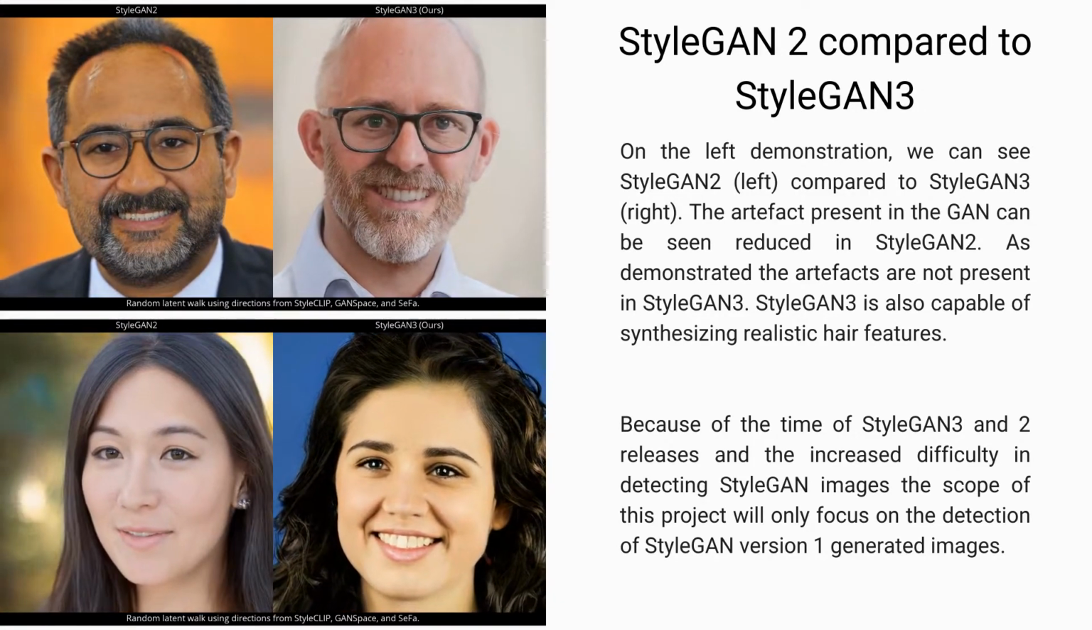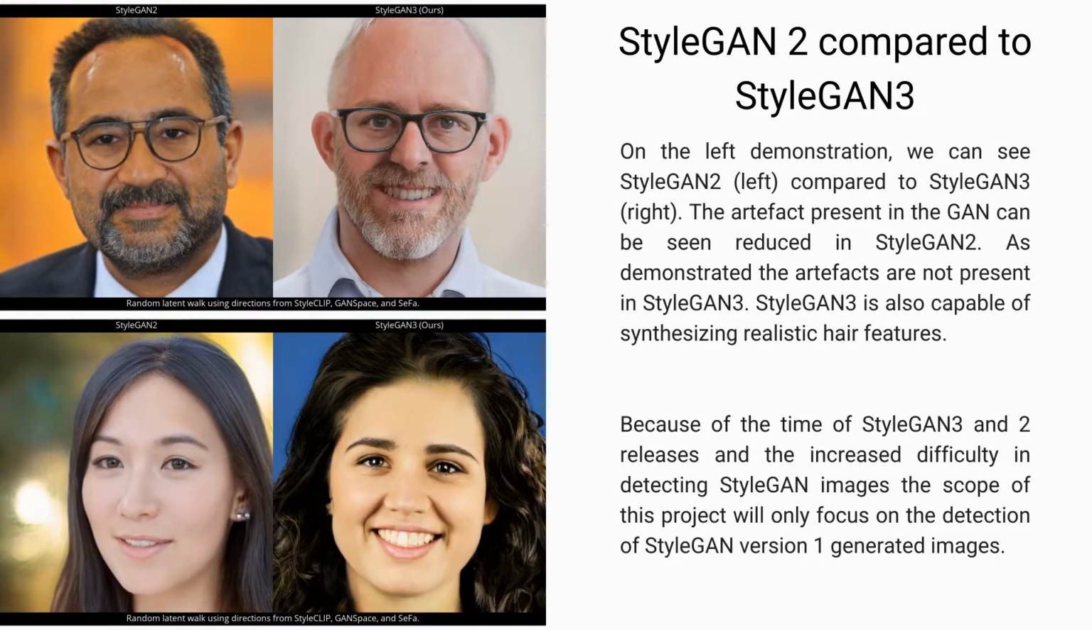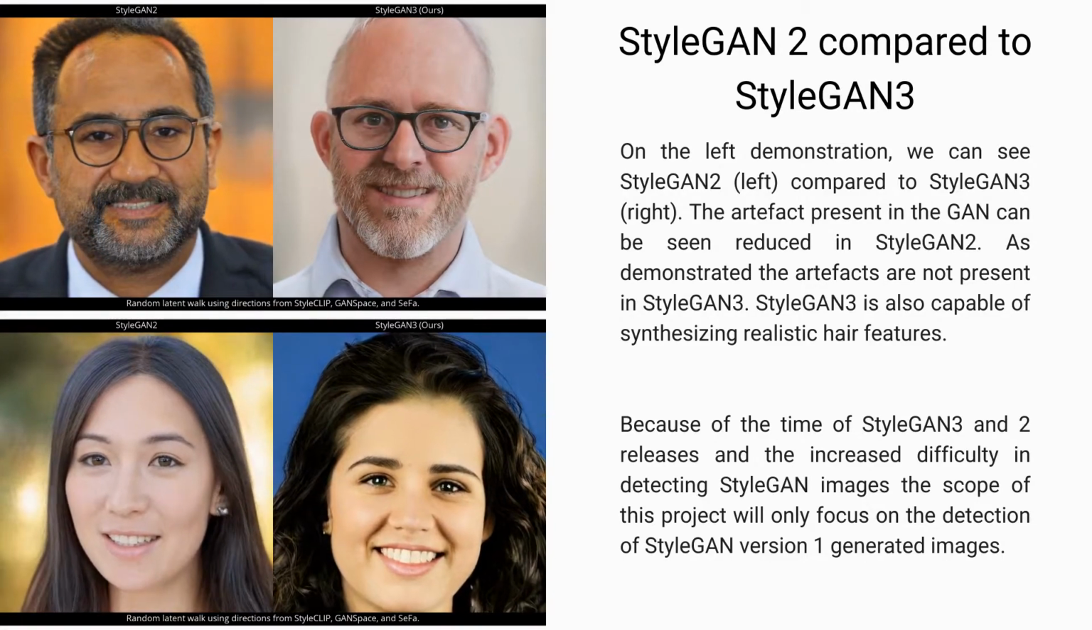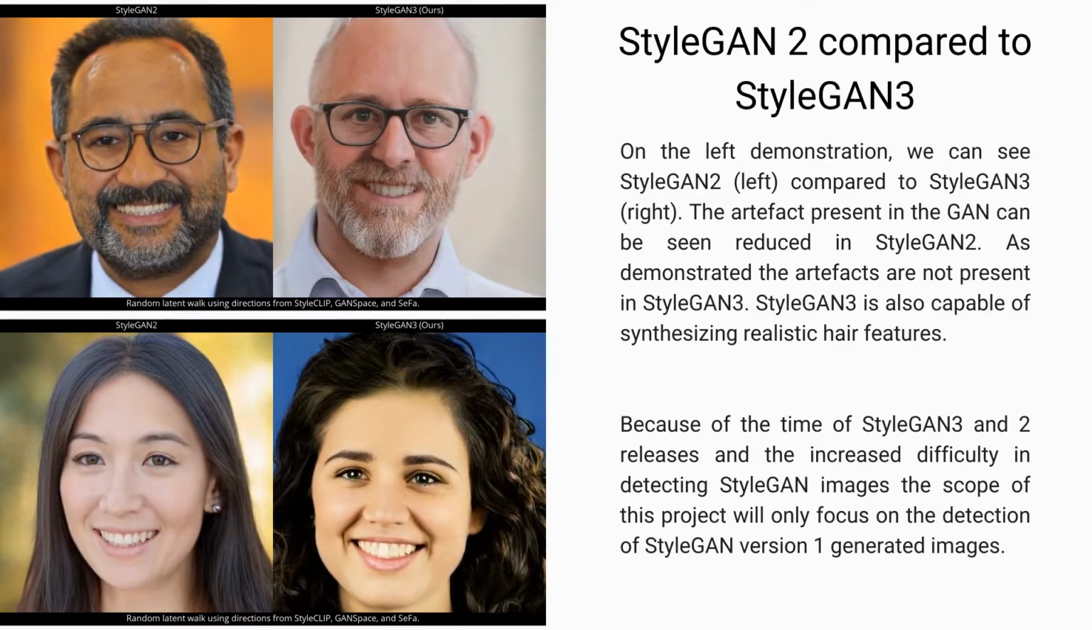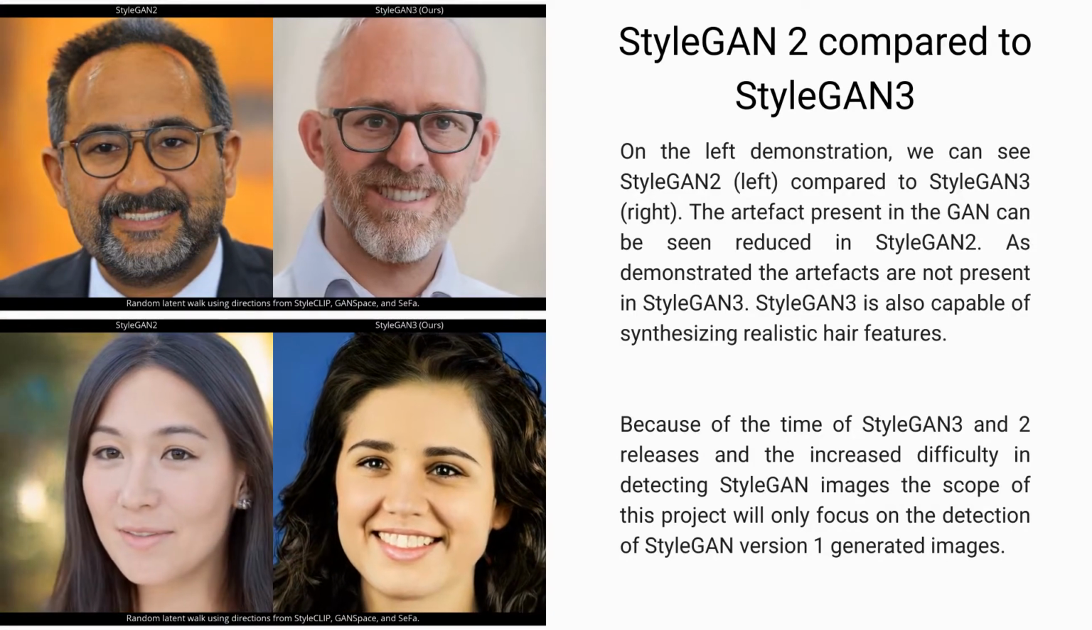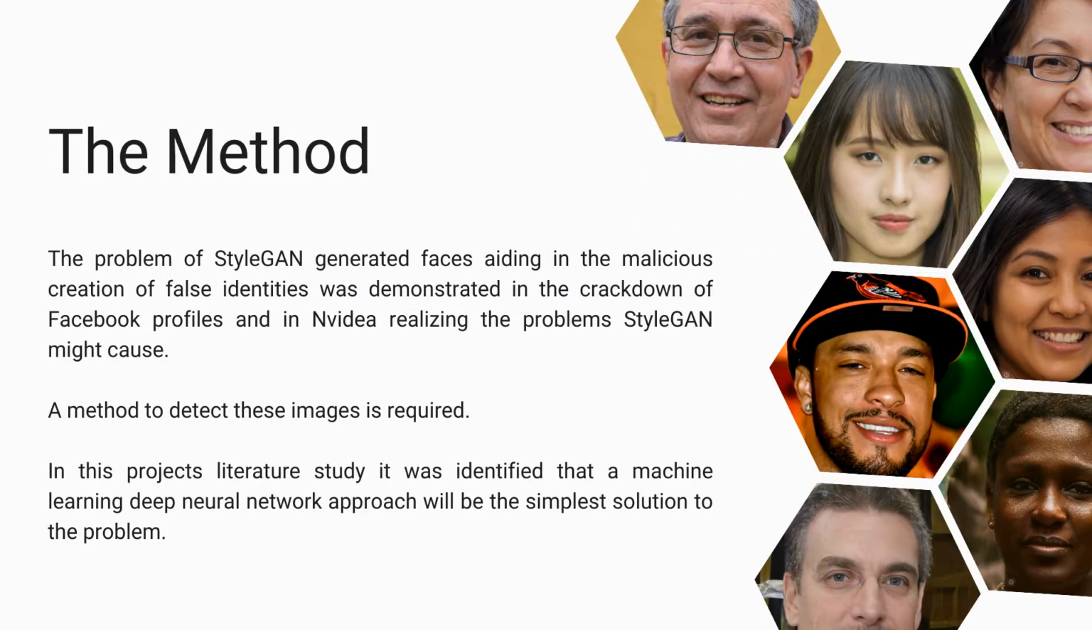Because of the timing of the StyleGAN 3 and 2 releases and the increased difficulty in detecting their images, the scope of this project will only focus on the detection of StyleGAN version 1 generated images. The problem of StyleGAN generated faces aiding in the malicious creation of false identities was demonstrated in the crackdown on Facebook profiles and in NVIDIA realizing the problem StyleGAN might cause. A method to detect these images is required.